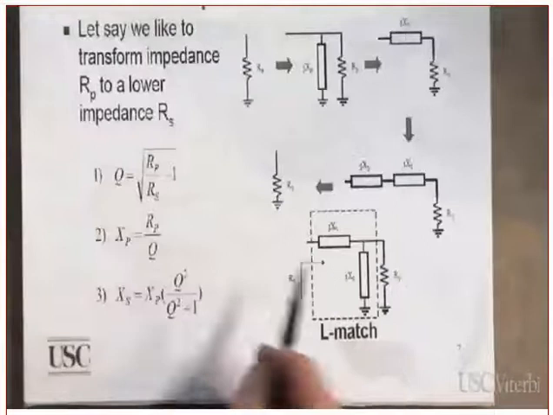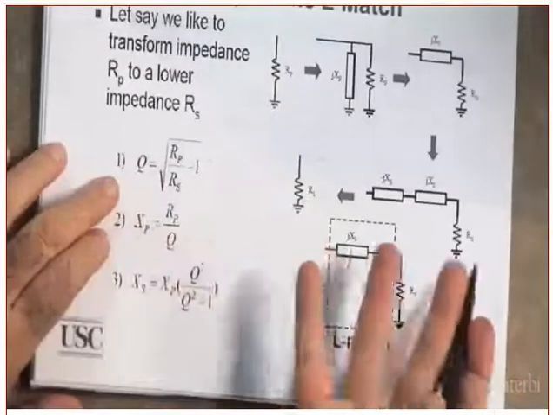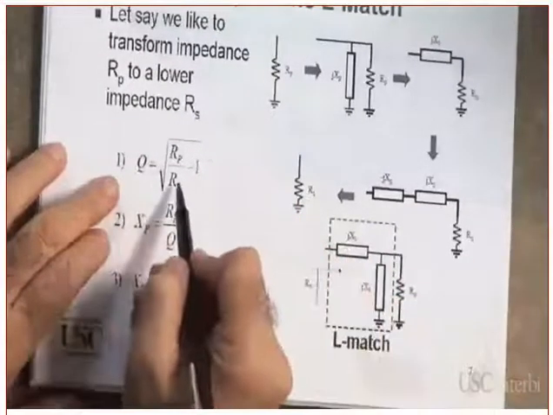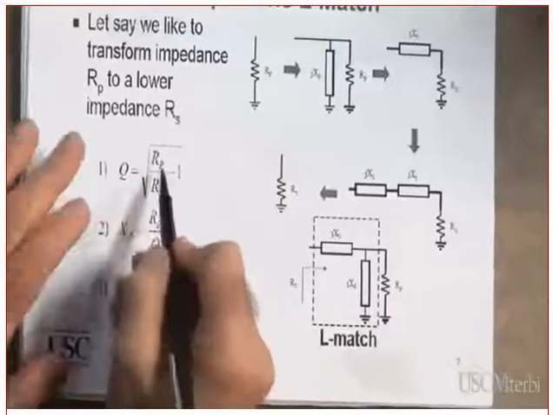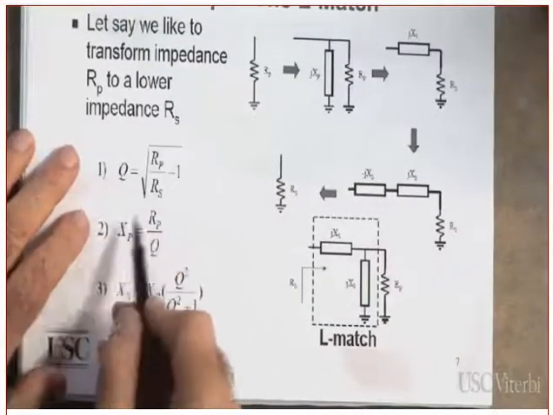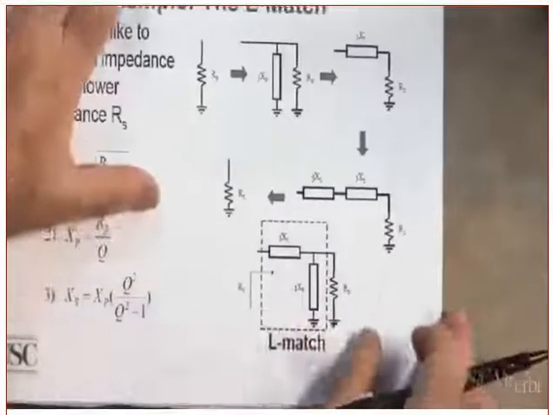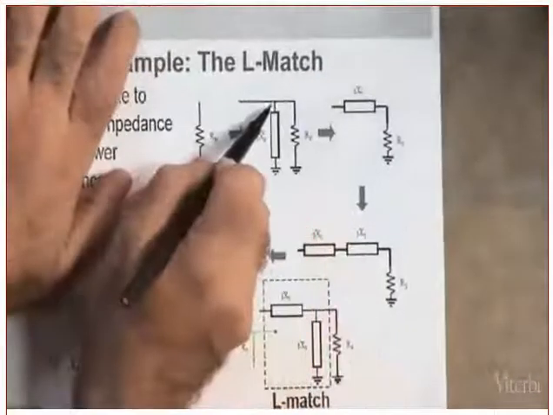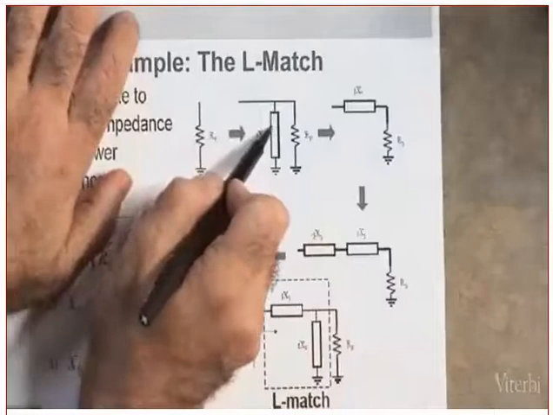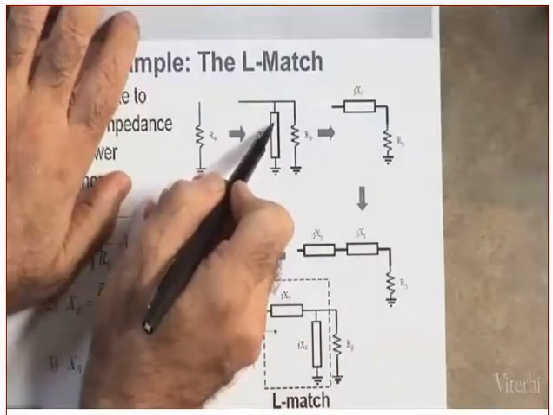Now, these are the equations. What will be given in the problem? RP and RS. That's it. So from here you are stuck with the value of Q, and from the Q you can find all of these impedances of the capacitor and the inductor. You first put a component in parallel, whether capacitor or inductor. You can do both.